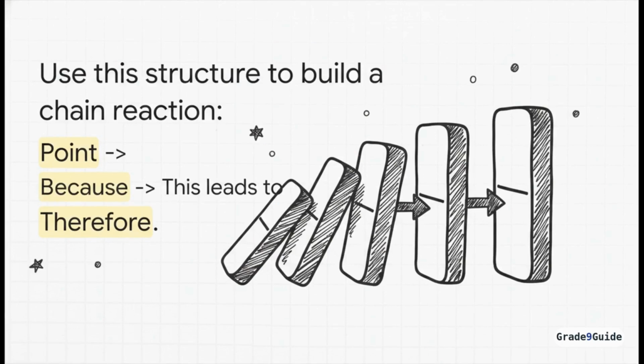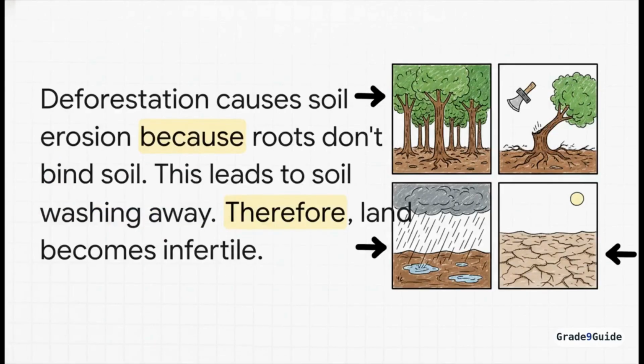Start with your point, link it with because, show the next step with this leads to, and wrap it up with therefore. So here it is in action. Deforestation causes soil erosion because there are no tree roots to bind the soil. This leads to heavy rain washing the loose soil away. Therefore, the land becomes infertile. See that? It's a perfect logical chain. That right there is your grade 6.